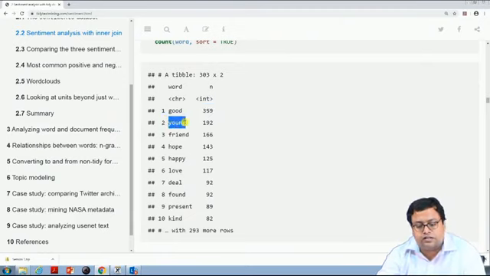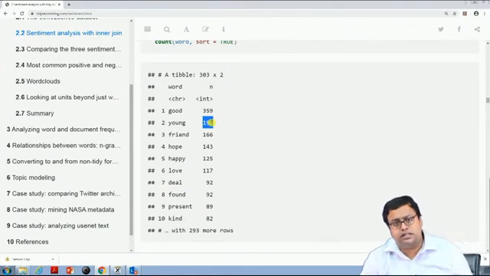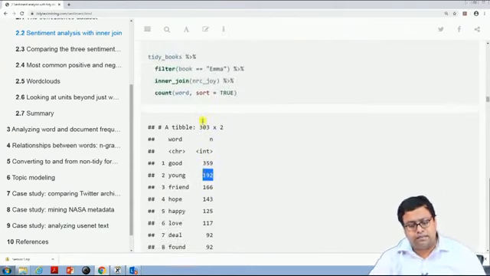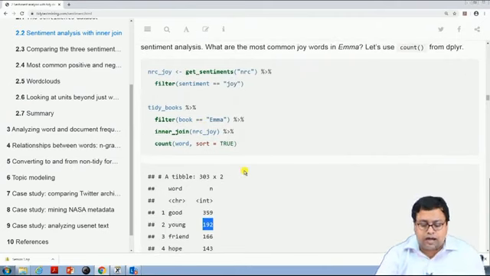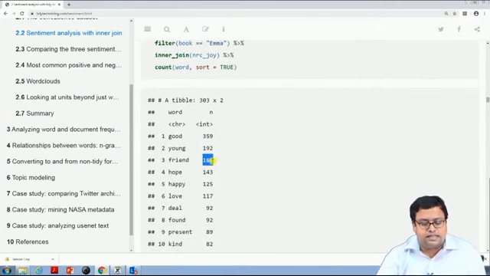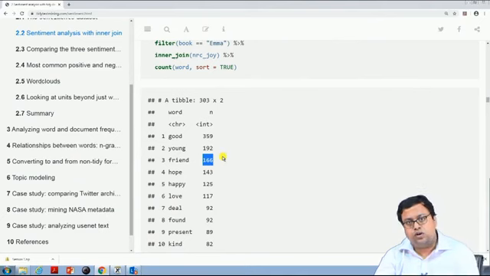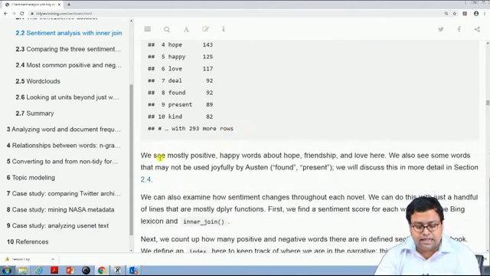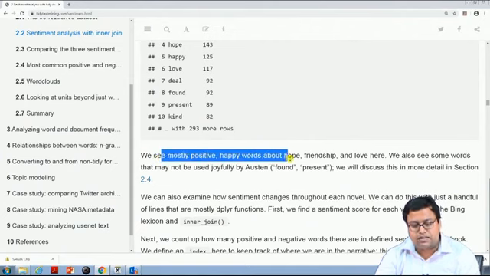Young, which is also associated with joy, is 192. So, I feel young, which is related to joy, has been occurring in this Emma book 192 times. Friend is occurring 166 times, and so on. So, that kind of data they are getting. So, we see mostly positive happy words about hope, friendship and love here.